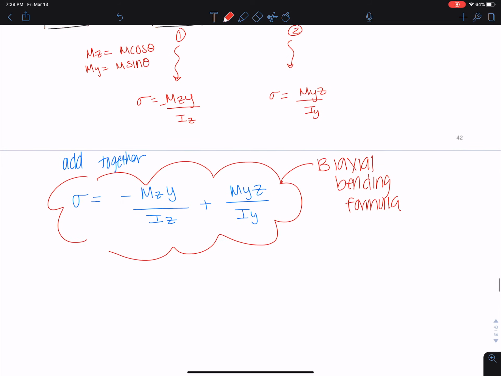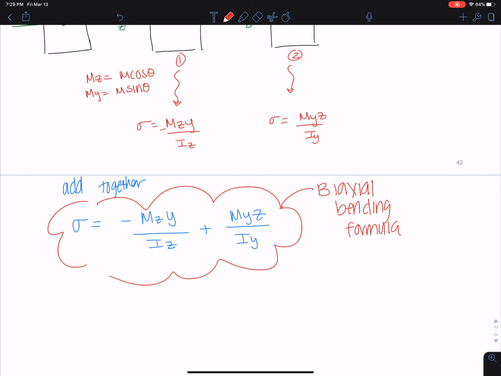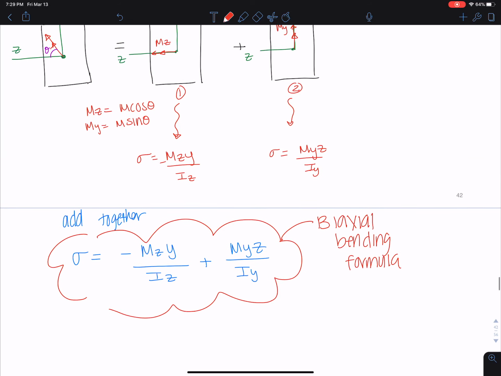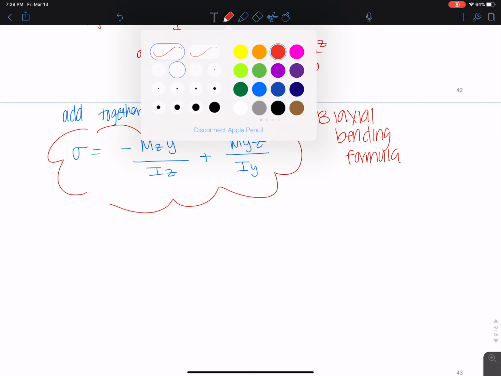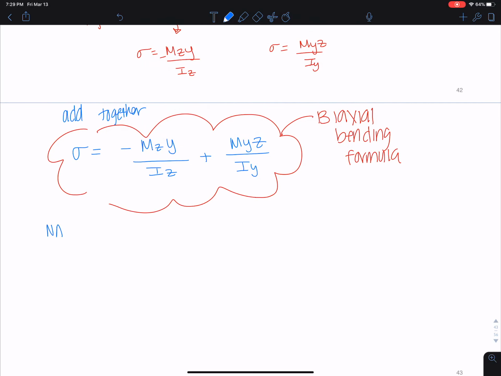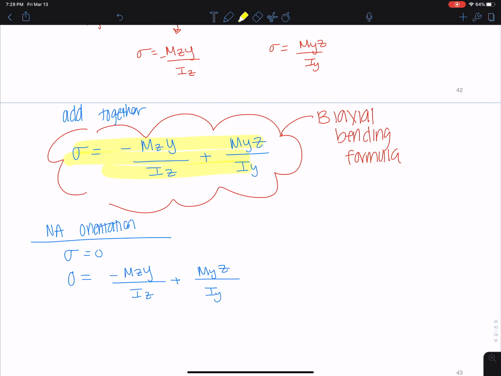So let's now talk about the neutral axis orientation. How do we find where the neutral axis is here? We can find it by setting sigma equal to 0. So we have 0 equals negative Mz y over Iz plus My z over Iy. I'm going to highlight this equation because it's really important, so we remember this formula. This is biaxial bending.